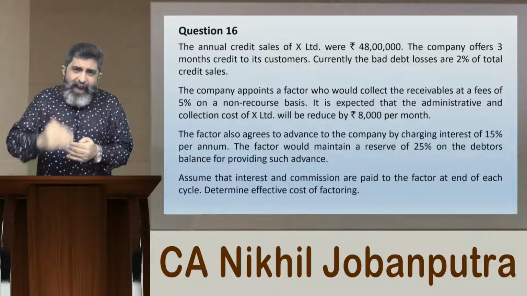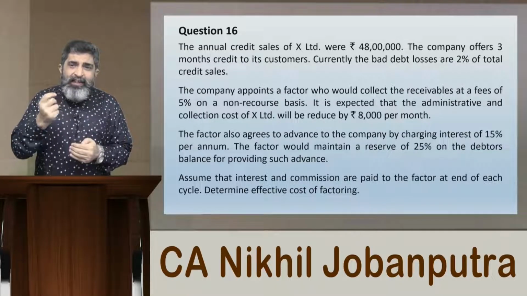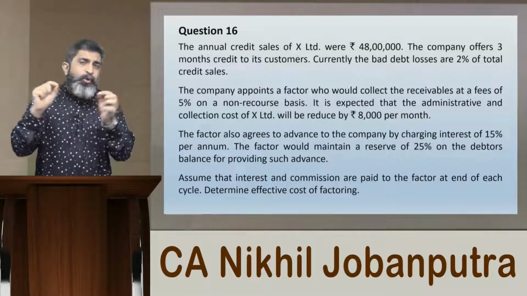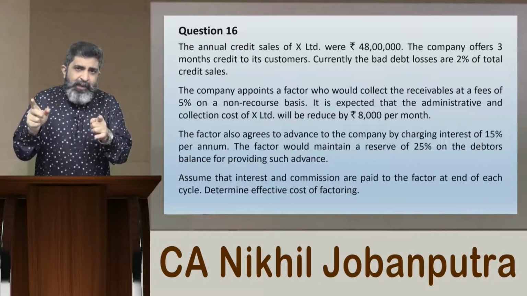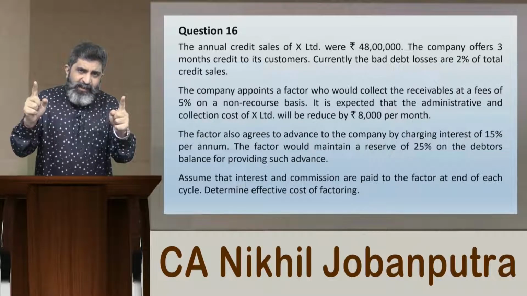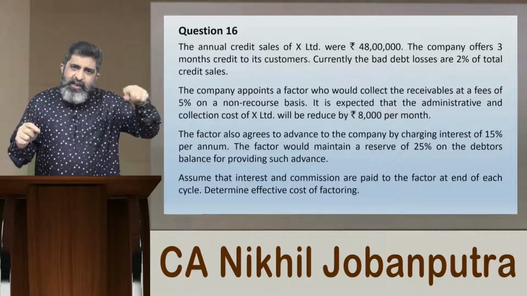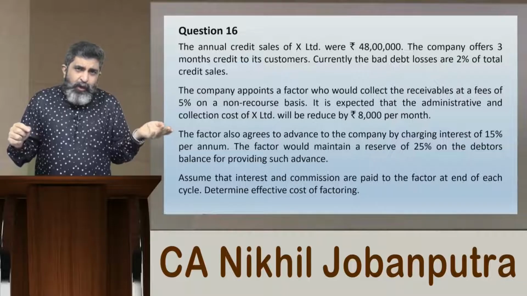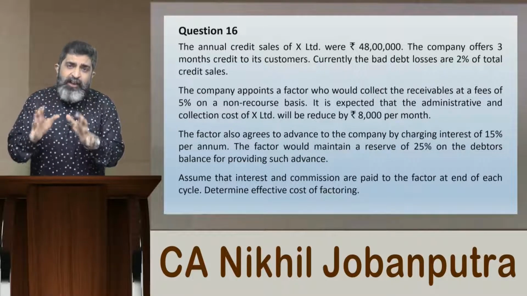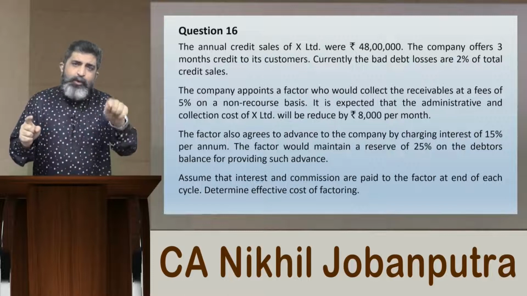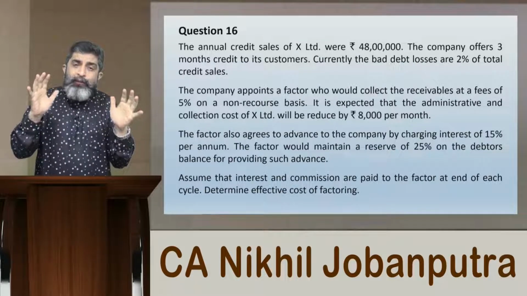So at a time, your debtors balance should be worked out. So how do you calculate the average debtors balance? Average debtors balance will be the total annual credit sales into 3 months divided by 12 months, because in this case you have given 3 months credit period to your customers to pay. So your average debtors balance will be 48 lakhs into 3 by 12, that will be 12 lakhs.